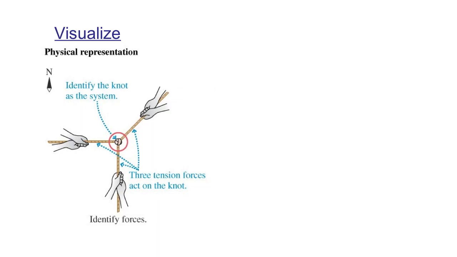So you're kind of the omnipotent one, so you get to choose how to keep it right in balance, even though Alice and Bob are pulling as hard as they are. So here's what you do. You identify the knot as the system, so you say that's the system I care about, how it moves.